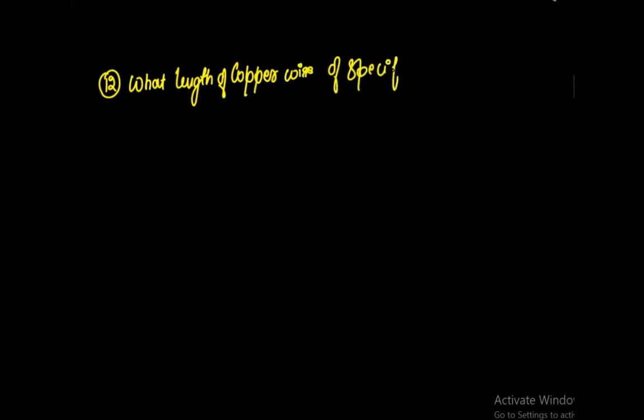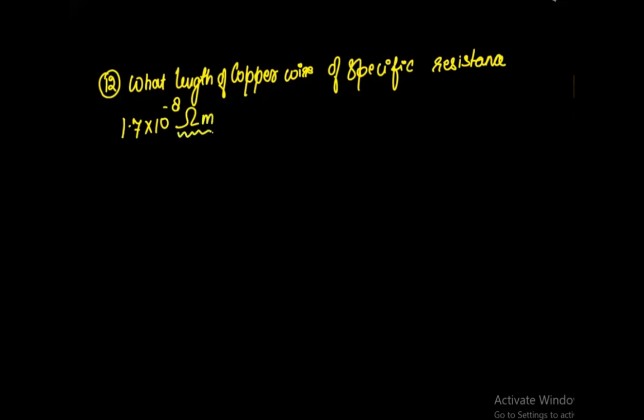Next question is beta question number 12. I'm writing what length of copper wire we need to find, of specific resistance. What is specific resistance? Resistivity, that's right. Specific resistance is the resistivity, 1.7 into 10 raised to the power minus 8 ohm meter.